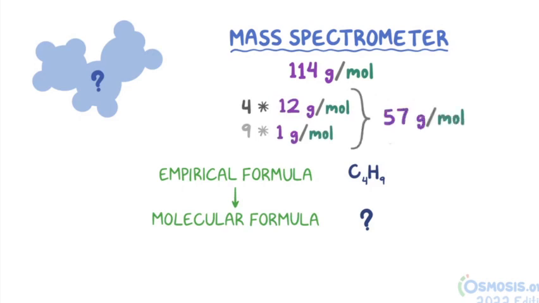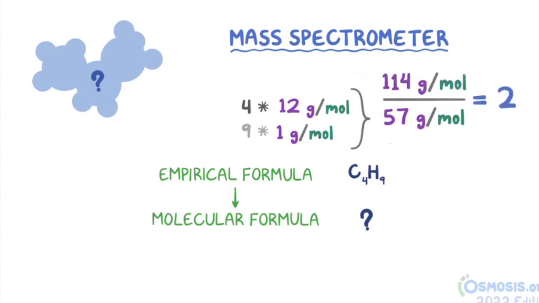If we take the molar mass reported by the mass spectrometer and divide it by the total molar mass of our empirical formula, that's 114 grams per mole divided by 57 grams per mole, which equals 2. This means that to get the molecular formula, we should multiply every subscript by 2, which gives us the molecular formula C8H18.